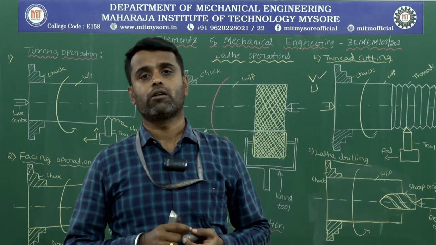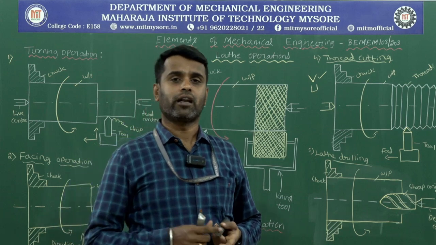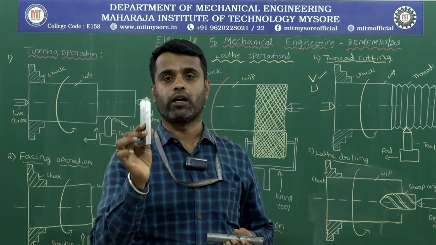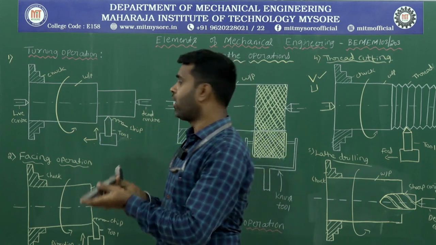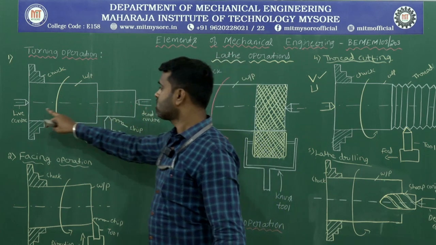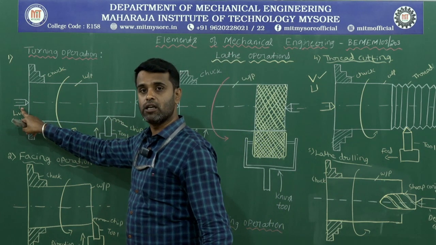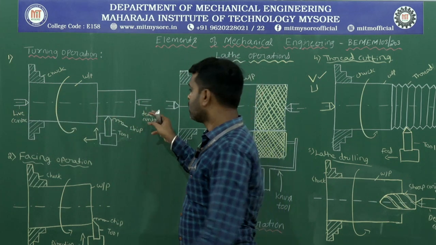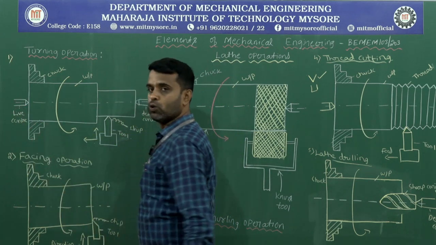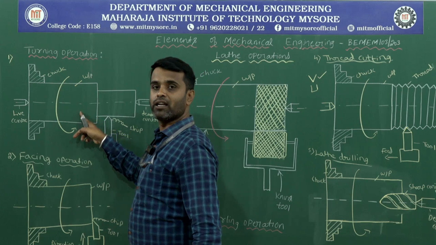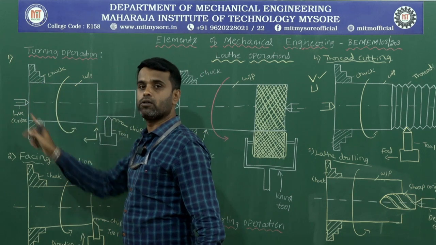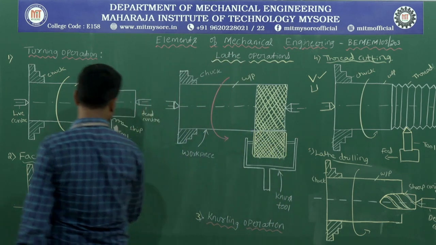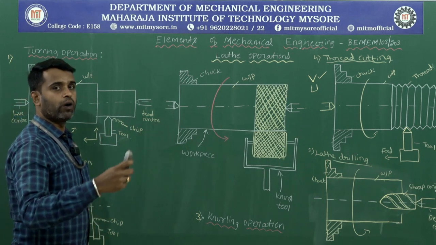How do we do the turning operation? While doing turning, this is the workpiece material and this is the single point cutting tool. The workpiece will be rigidly held between the two centers of the lathe. The headstock center we call the live center, and the tailstock center we call the dead center. The workpiece rotates at high speed because the chuck is connected to the spindle, and the cutting tool is rigidly held on the tool post or tool holding device.